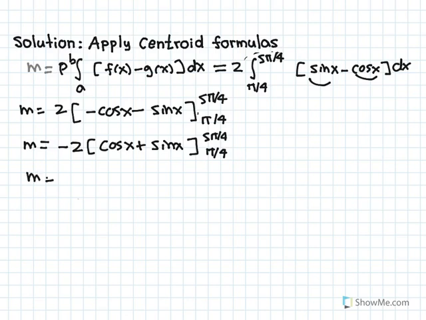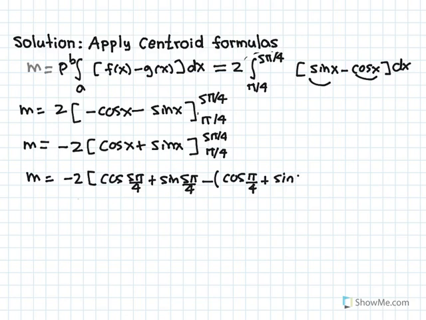So mass is equal to minus 2 times, and now apply the fundamental theorem of calculus. Putting the upper limit in, we get cosine of 5 pi over 4 plus sine of 5 pi over 4, minus, put the lower limit in, we get cosine pi over 4 plus sine of pi over 4.